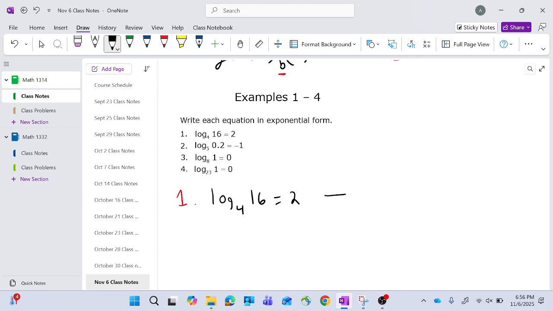Remember, that's going to be the same thing. Take the base of the log, which is 4, and then flip these two. Base of the log is base of the exponent, and then you flip both of these. So 4 squared equals 16, which we know is true.